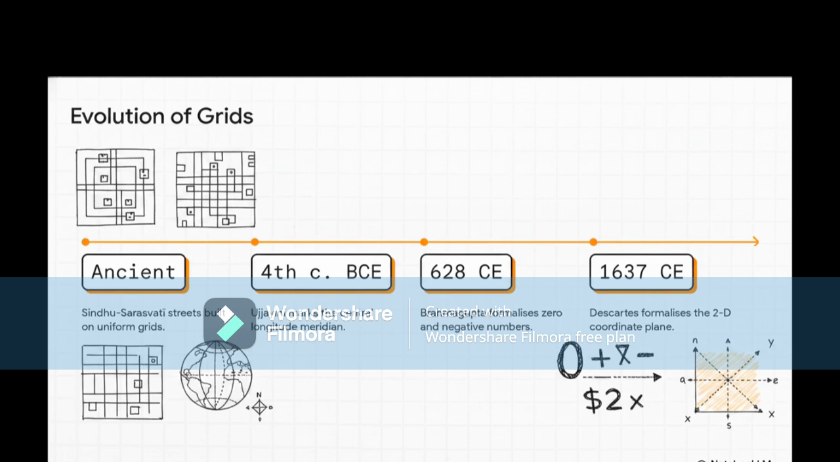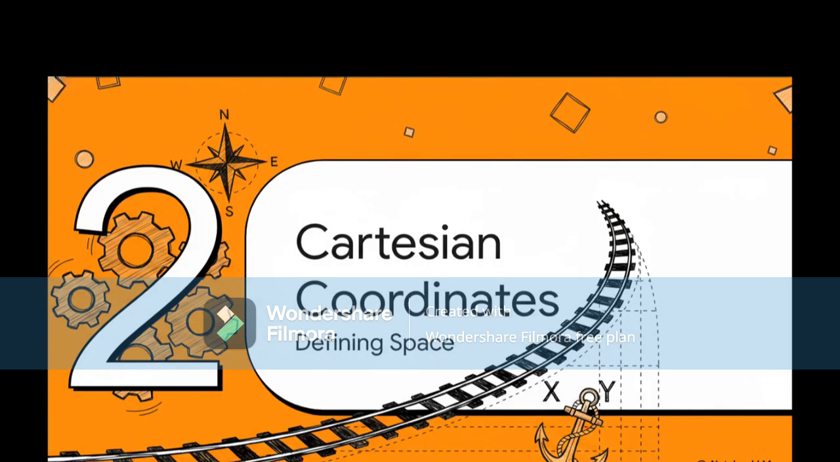Later on, by the 4th century BCE, the ancient city of Ujjayini was actually serving as the prime meridian for measuring longitude. But the real game changer? That happened in 628 CE, when Brahmagupta formalized the concept of zero and negative numbers. Without those two crucial pieces, our modern grid literally wouldn't exist. Finally, centuries later in 1637, Descartes came along and brought it all together by formally using algebra to pinpoint locations on a 2D plane. Moving right along to Section 2, the Cartesian coordinate system.